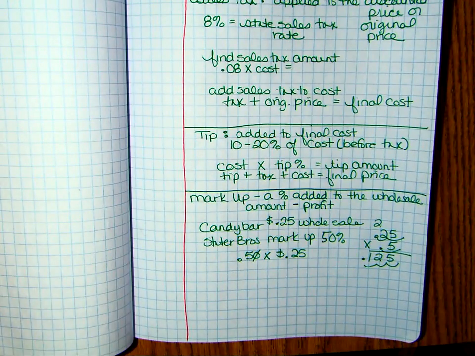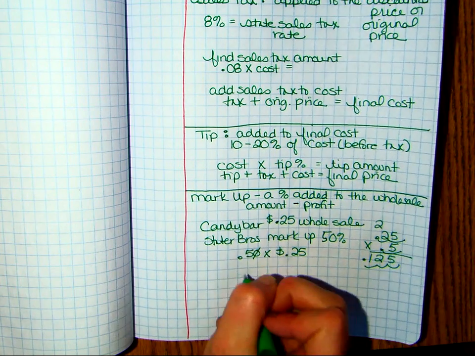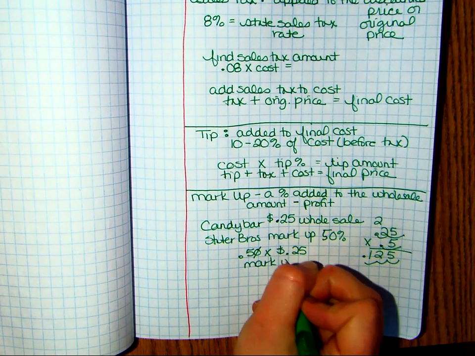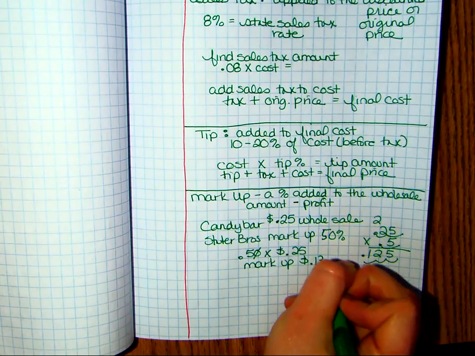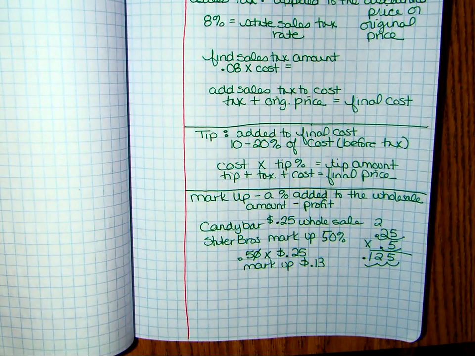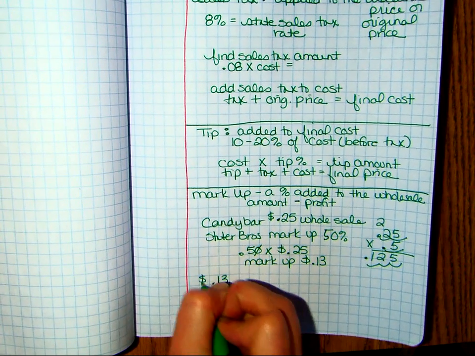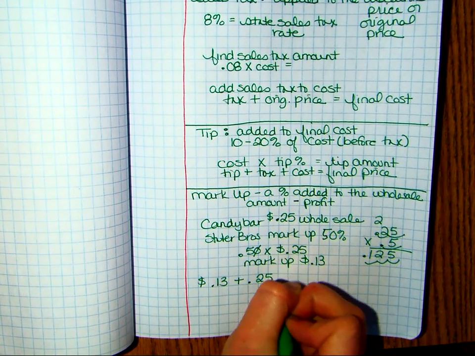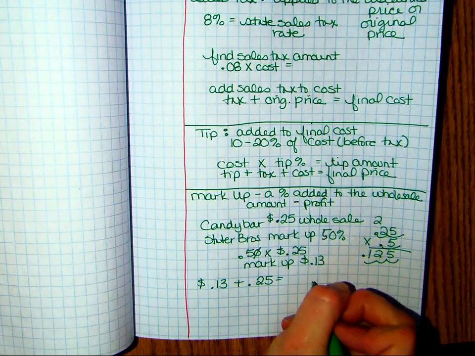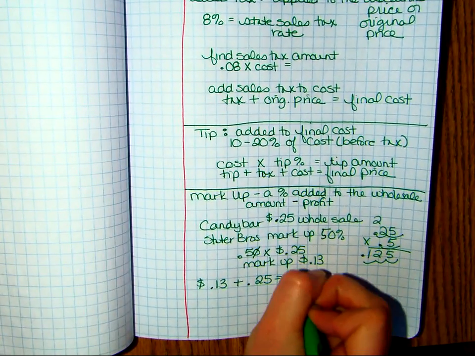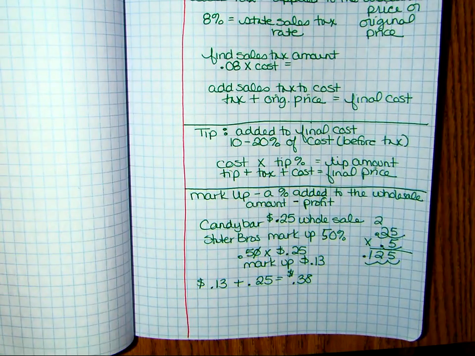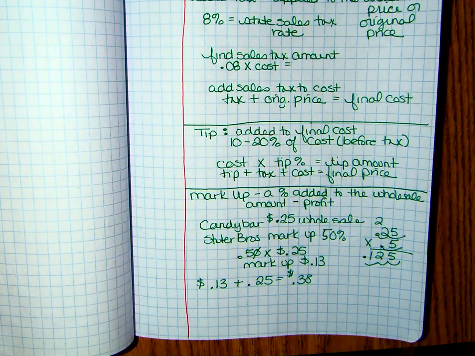I can't have that as change, so I need to figure out if it's going to be 12 cents or 13 cents. Because it's a 5 in the third digit, we're going to round that up. So the markup is 13 cents. Now to figure out what the store is going to charge you for that candy bar, you take the markup, 0.13, and add it to the wholesale cost, and you're going to get 38 cents. So if Stater Brothers marked their candy bars up 50%, they would be charging 38 cents a candy bar. My thought is they probably mark them up like 90%.